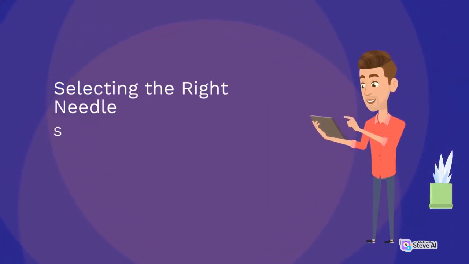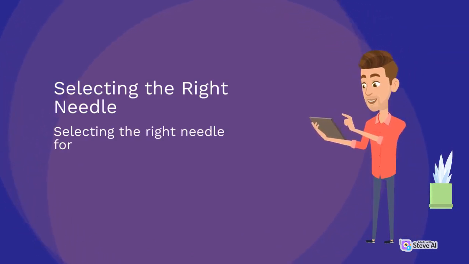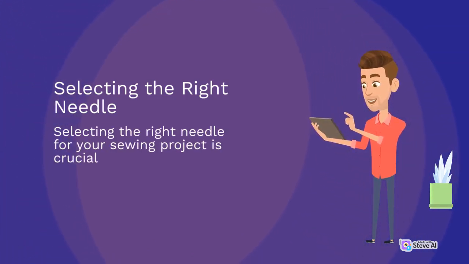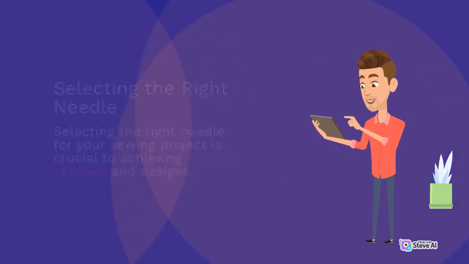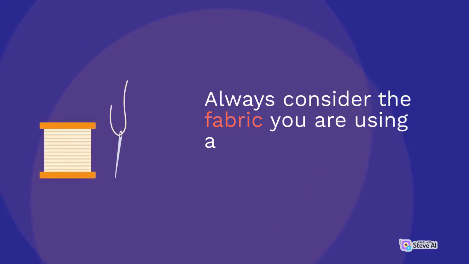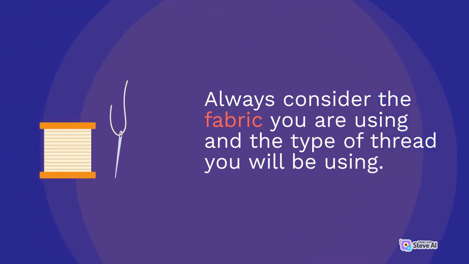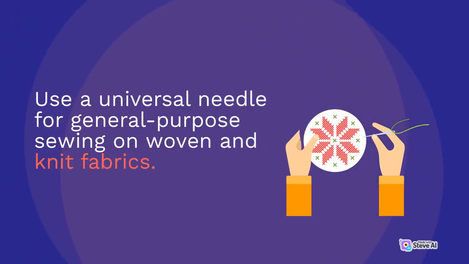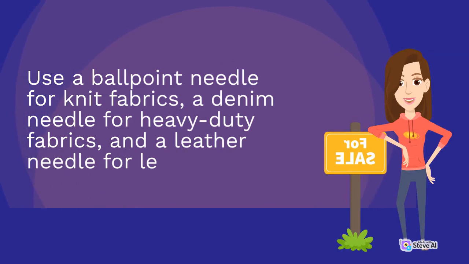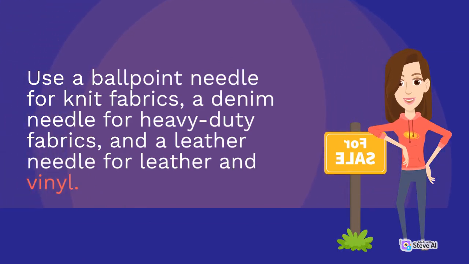Selecting the right needle. Selecting the right needle for your sewing project is crucial to achieving quality stitches and designs. Always consider the fabric you are using and the type of thread you will be using. Use a universal needle for general purpose sewing on woven and knit fabrics. Use a ballpoint needle for knit fabrics, a denim needle for heavy-duty fabrics, and a leather needle for leather and vinyl.